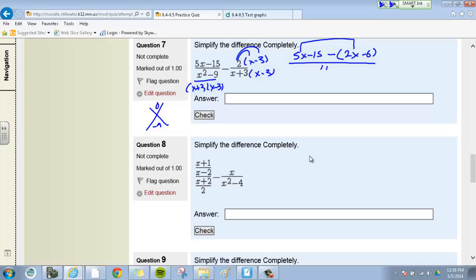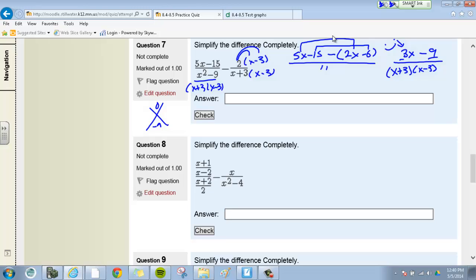Now remember, here we're subtracting 2x, but we're also subtracting the negative 6. That's a double negative. Double negative is a positive. So I got 5x minus 2x, which is 3x. And then I got negative 15 minus negative 6, which is really negative 15 plus 6, and negative 15 plus 6 is negative 9, all over x plus 3, x minus 3.